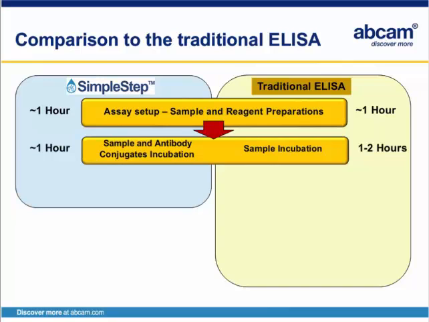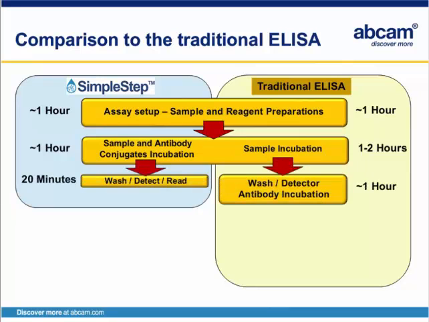In the traditional ELISA, this step is for the samples only and may take up to 2 hours, depending on the manufacturer's instructions. In the SimpleStep ELISA, this step is for the samples and antibody cocktail containing both capture and detector antibodies. After the 1-hour incubation, the SimpleStep ELISA is ready to be washed, developed, and read on a spectrophotometer. The traditional ELISA is washed, and the detector antibody is added for an additional 1-hour incubation.